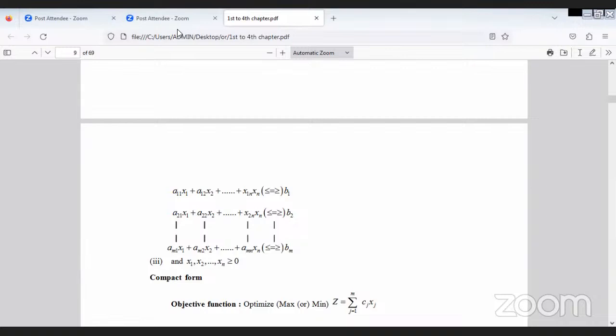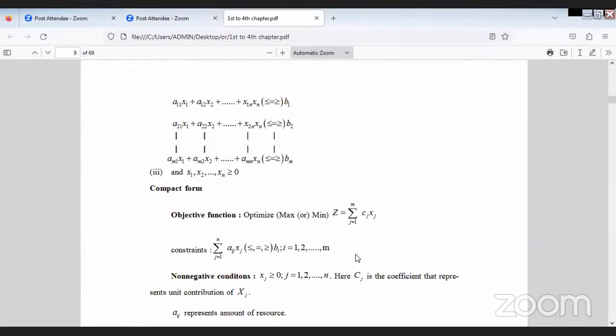a11x1 + a12x2 + ... + a1nxn less than or equal to, greater than or equal to b1; a21x1 + a22x2 + ... + a2nxn, and so on. Then this is the compact form, with x1, x2, ..., xn greater than 0.